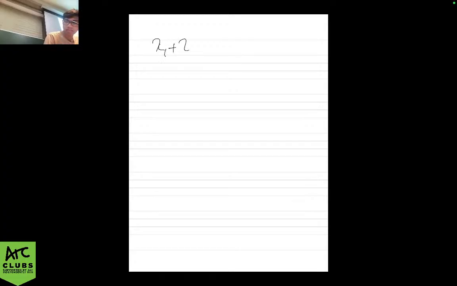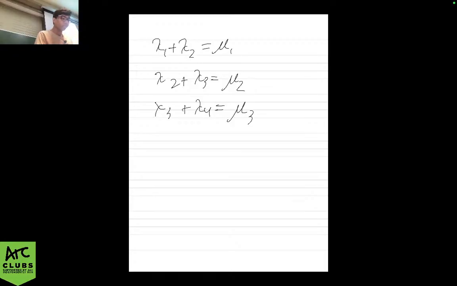Lambda 1 plus lambda 2 equals mu1. Lambda 2 plus lambda 3 equals mu2. And lambda 3 plus lambda 4 equals mu3. Because I want to solve for each lambda, but I have 4 unknowns and 3 equations, I'm not going to be able to solve this for a value for each of them. I'm going to have to assign one of them a random value.